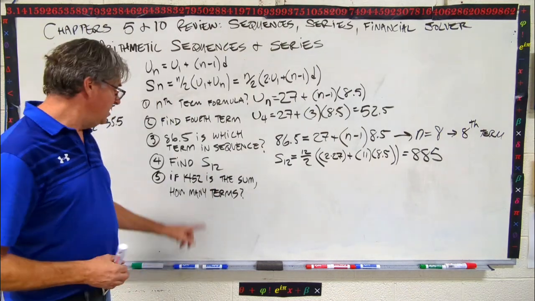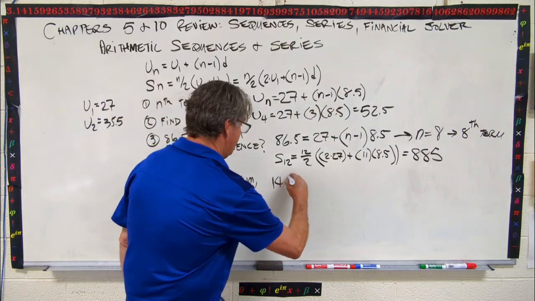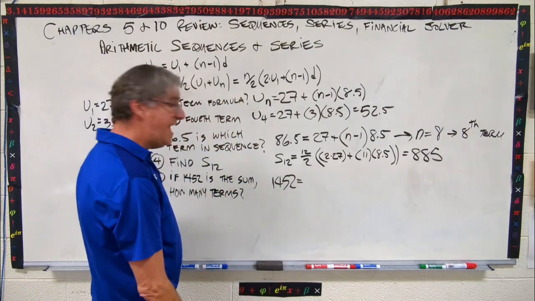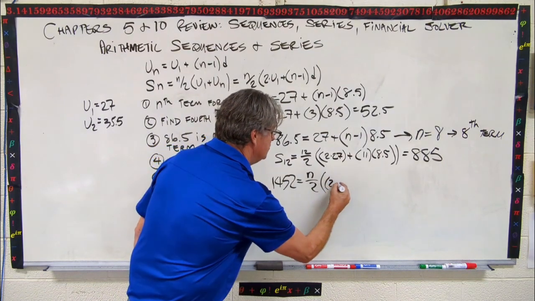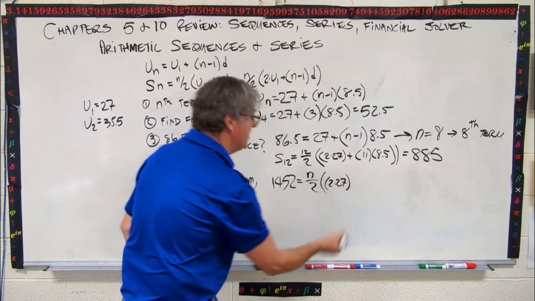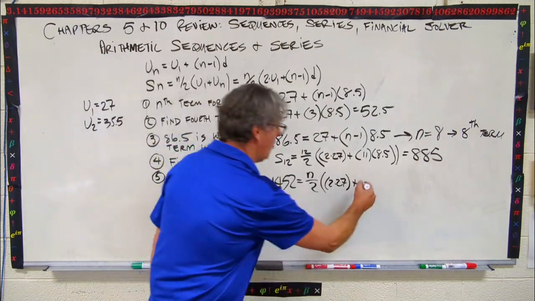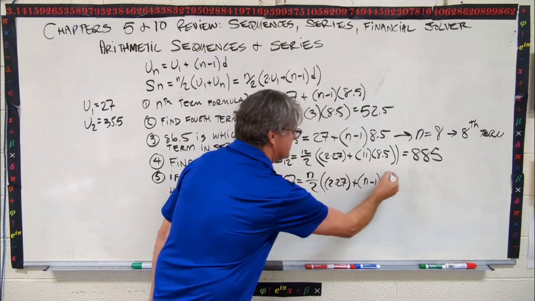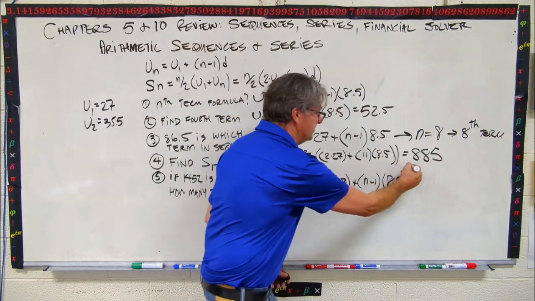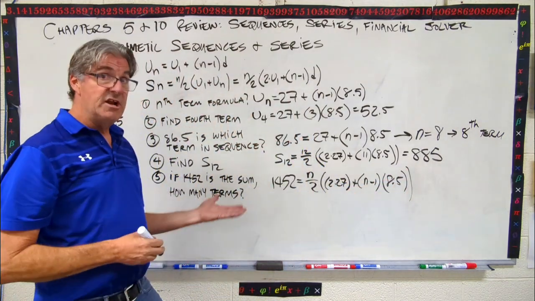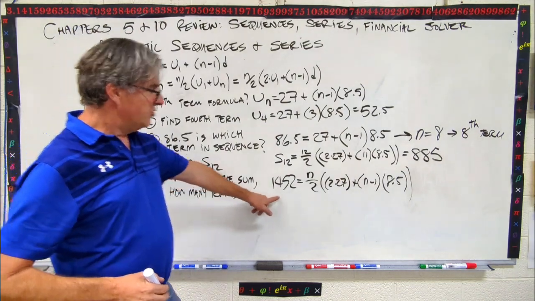So let's do our plug-in. If we know 1452 is the sum, then we write 1452. Now we don't know n, so we have n over 2 times 2 times 27, that's our u1, plus n minus 1. Now we have to just use n minus 1, n minus 1 times 8.5. Oops, and we need our closing paren. Now, this is going to generate a quadratic equation that we need the calculator to solve. I want you to pause the video and crunch that down.